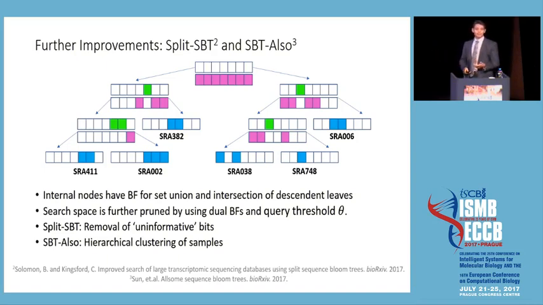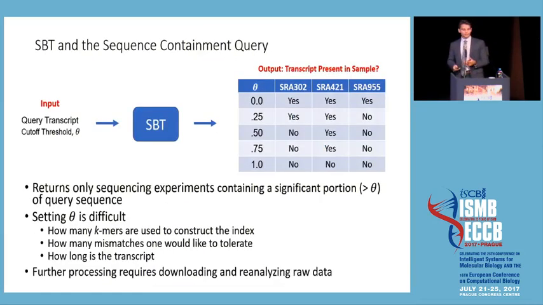Now, what this allowed us to do, we would keep a counter of how many k-mers appeared in these experiments. If at some point in our search, we realized that this counter was above our cutoff threshold, then we automatically knew that the transcript was present in these experiments, so we could again prune this subtree during our search. However, there's an issue with this.